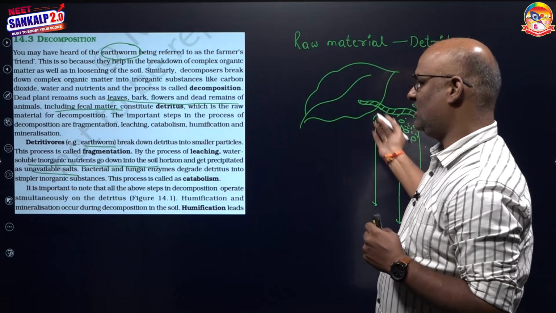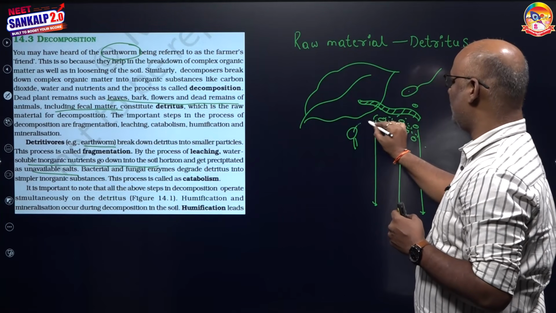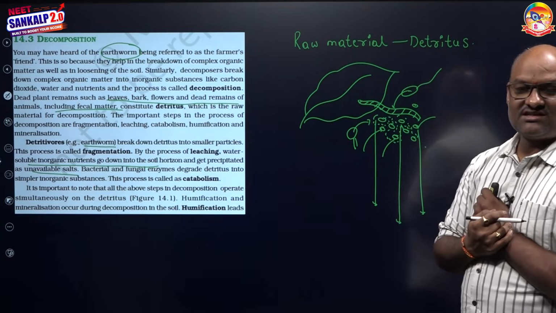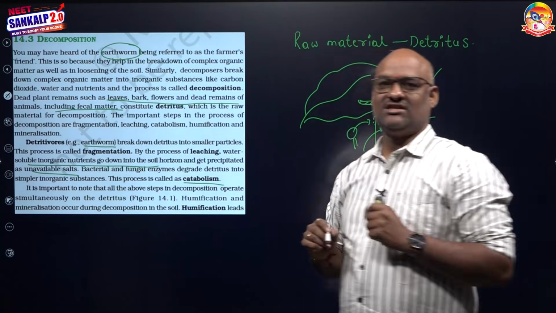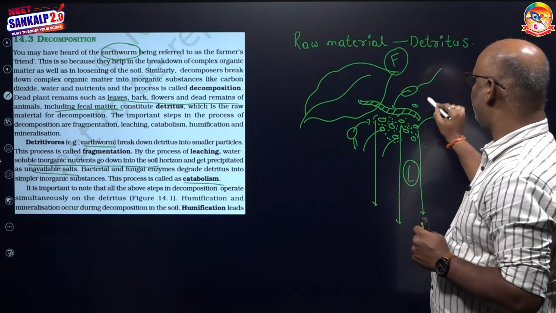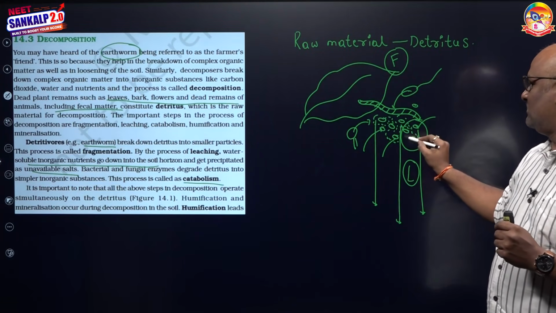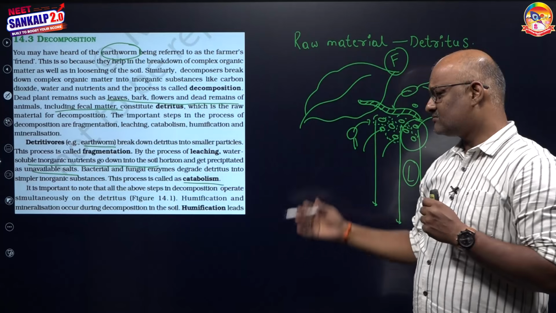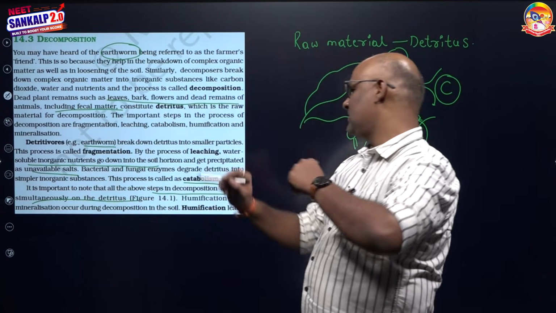Now simultaneously, when fragmentation takes place, the bacteria and fungi present here release enzymes on the smaller pieces being formed, and these smaller pieces are broken down into simpler substances with the help of bacterial and fungal enzymes. That process is called catabolism. So here we have seen fragmentation, leaching, and catabolism, the breakdown of the detritus into much simpler substances with the help of bacteria and fungi. All these steps occur simultaneously on the detritus.